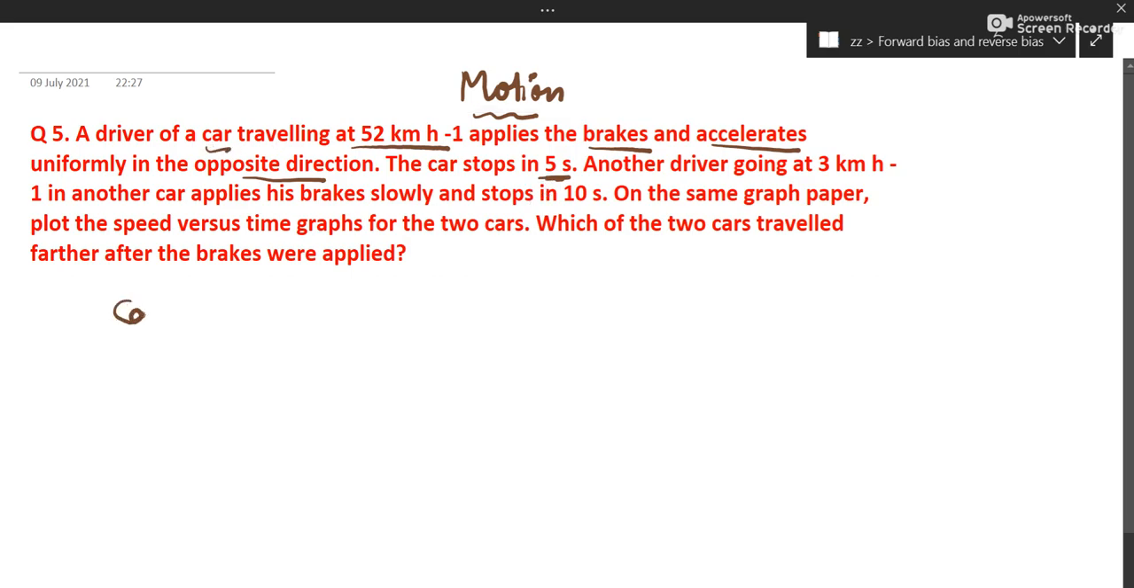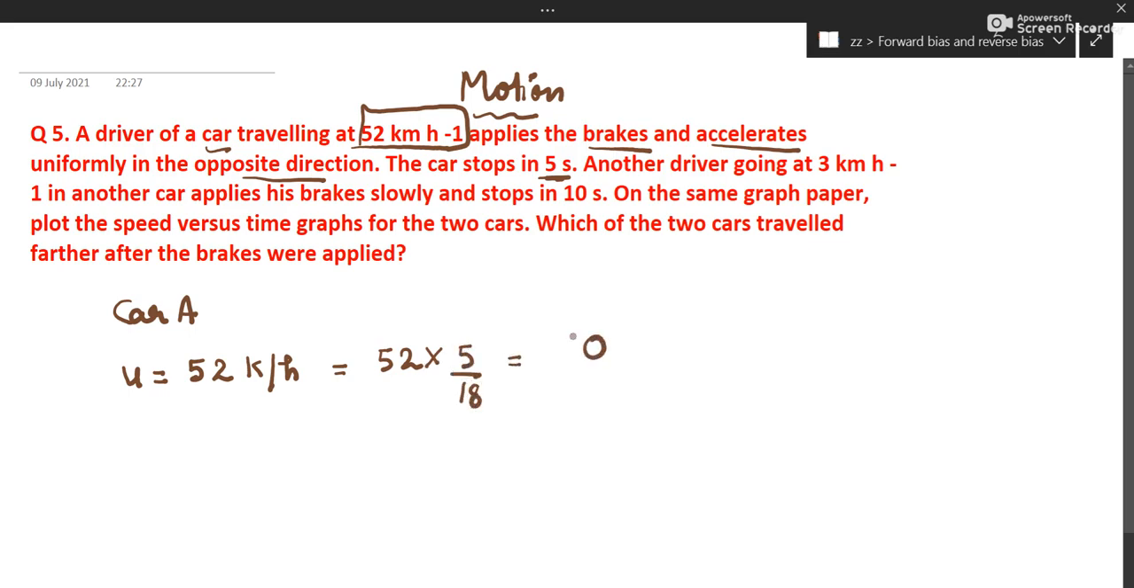So let us see, for car A, what is the initial speed? It's 52 km per hour. This value we'll convert into meter per second. We'll multiply with 5 by 18. So it is 260 by 18 meter per second. Now it stops. It means final velocity is 0 and time taken is 5 seconds.